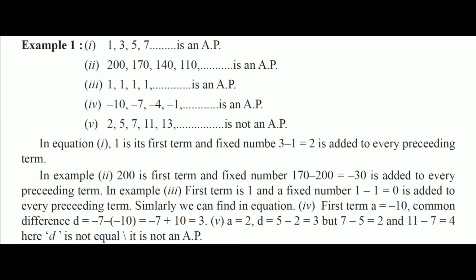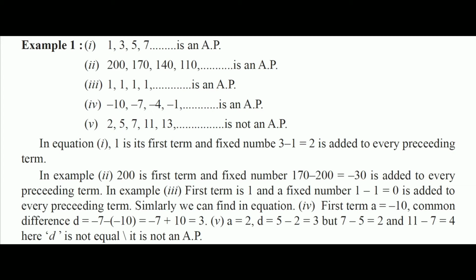How? 1 is the first term, adding the common difference 0, 1 plus 0 is 1. It is the second term. Again to the second term, adding the common difference, 1 plus 0, we get T3. T3 plus common difference gives T4 and so on. Therefore, clearly it is an AP with first term 1, common difference 0.